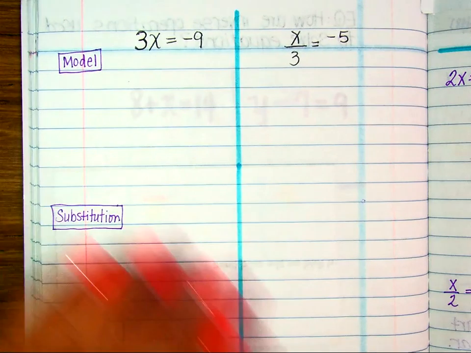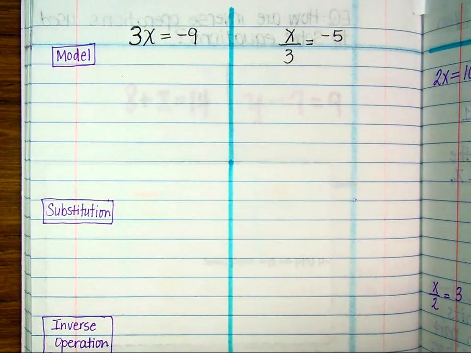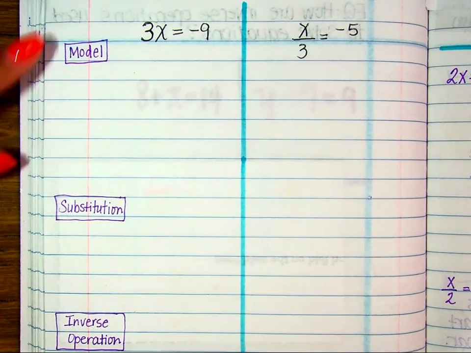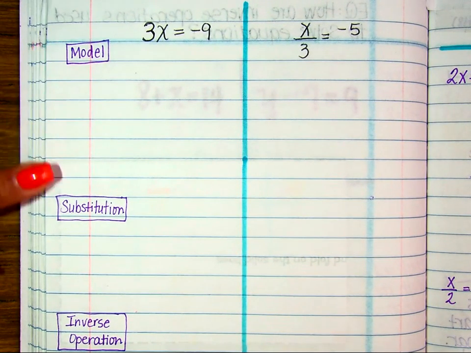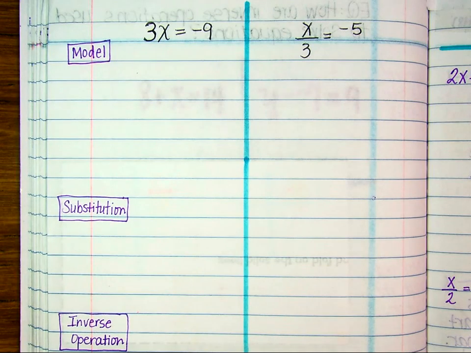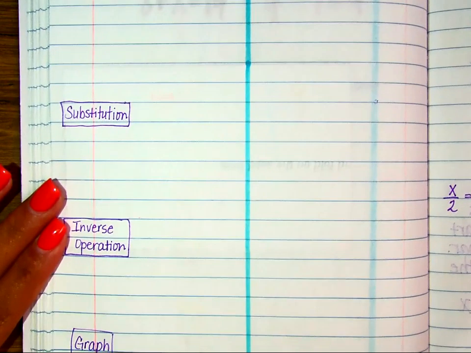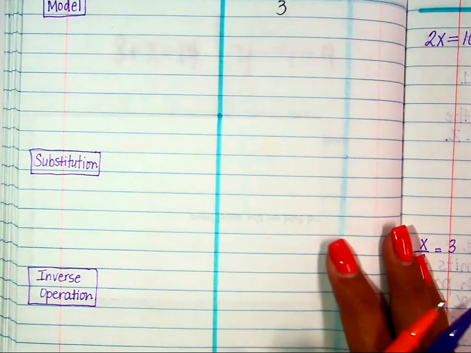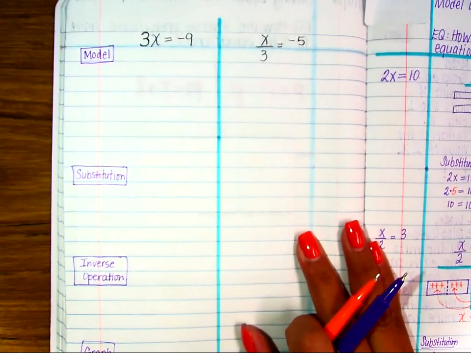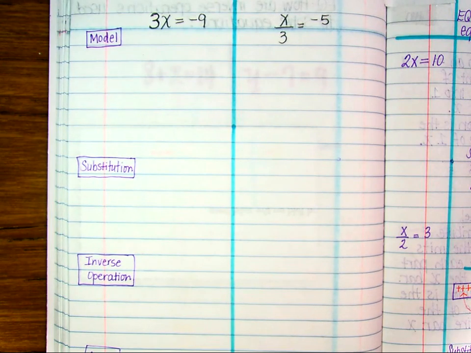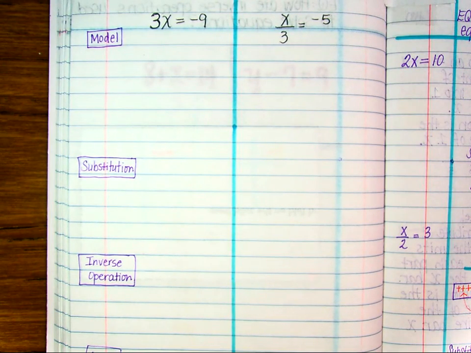So this would be a good time for you to pause the video, try to solve this problem using the model, substitution, the inverse operation, and finally graphing your solution. So we want to capture all 4 of those pieces here. Okay, so pause the video and work out these problems, and when you have them worked out, come back, unpause it, and let's see if you have the same solution that I have.